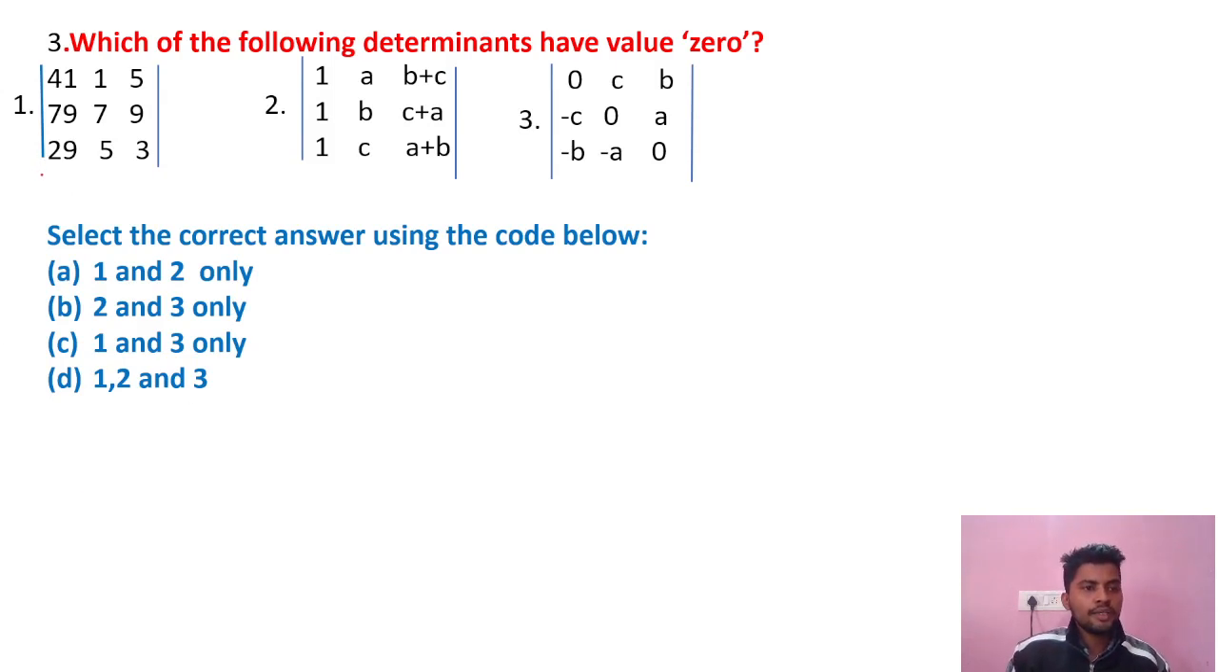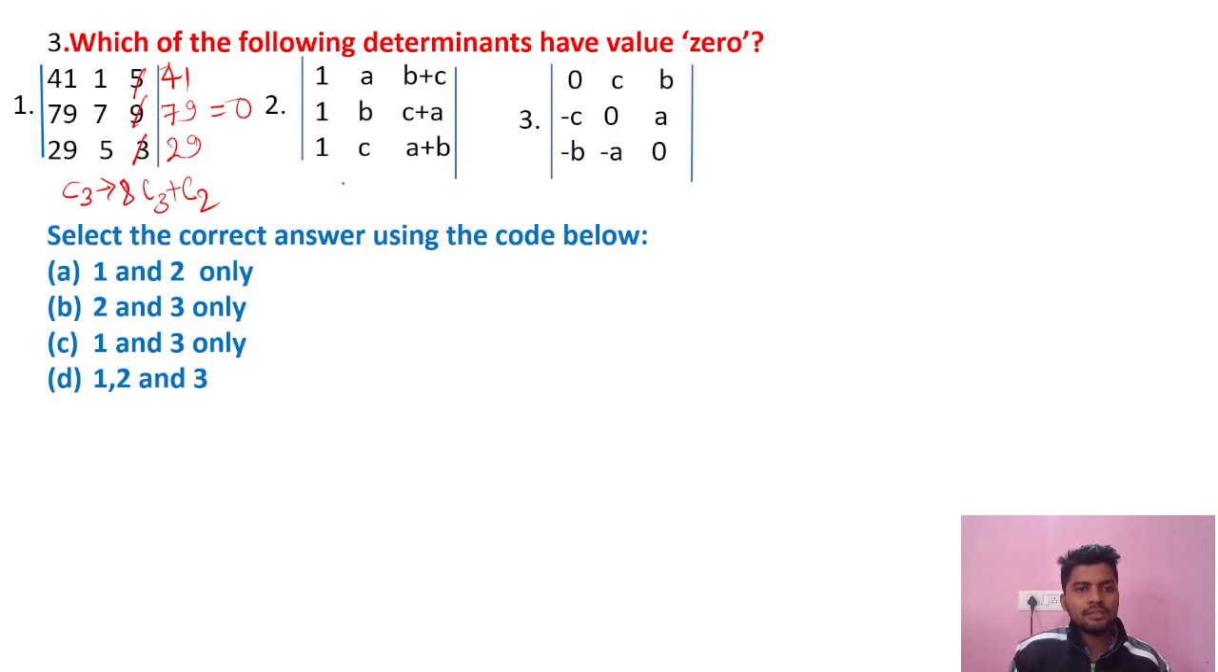Okay, so here we can see 41, 79, 29, 175, 593. So what will we do with column 3? To column 3 we will do 8 into column 3 plus column 2. So it would be 8 5s are 40 plus 1, 41. It would be 8 9s are 72 plus 7, 79. 8 3s are 24 plus 5, 29. So you can see that C1 and C3 are the same. So this would lead to 0.